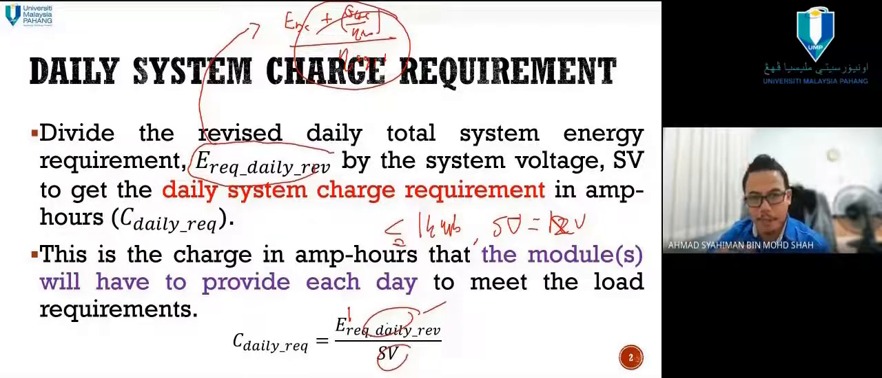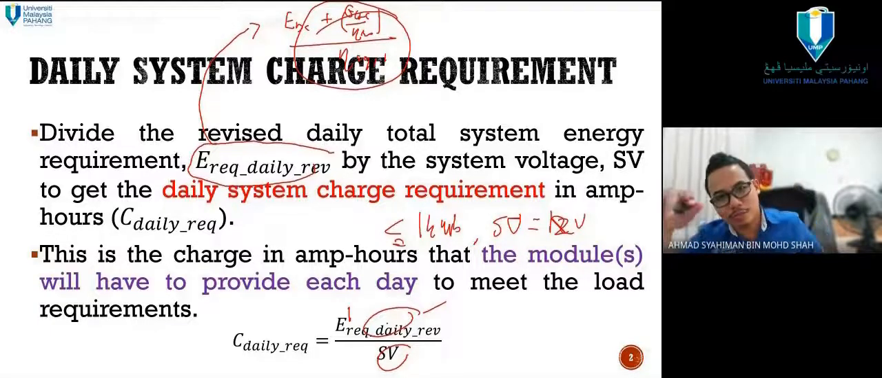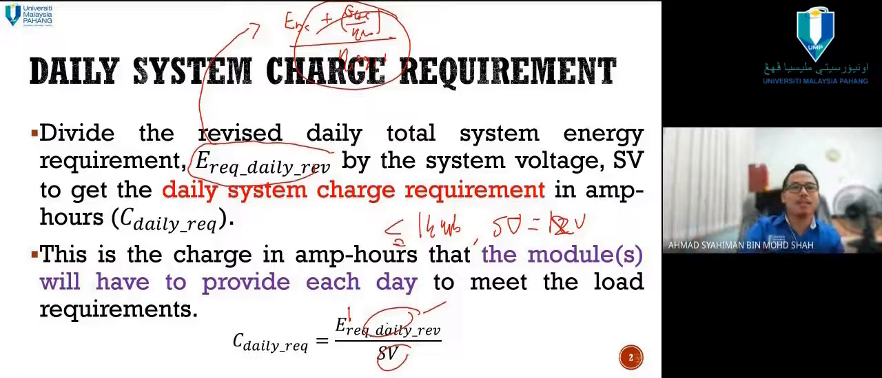So what will happen if you mistakenly choose the wrong system voltage by your carelessness, for example? It will start to affect your marks from here lah. Lepas ni dia ada susulannya. Once you make a mistake here, it's going to be a disaster after that. Okay. So we will divide by the SV, then we are going to get the Ah. Okay. The unit is Ah.